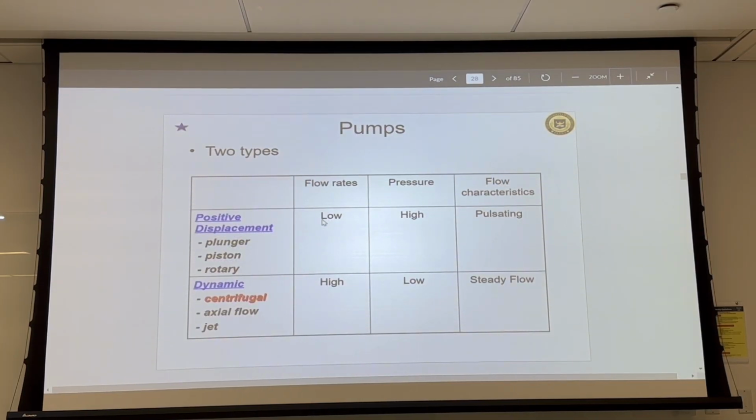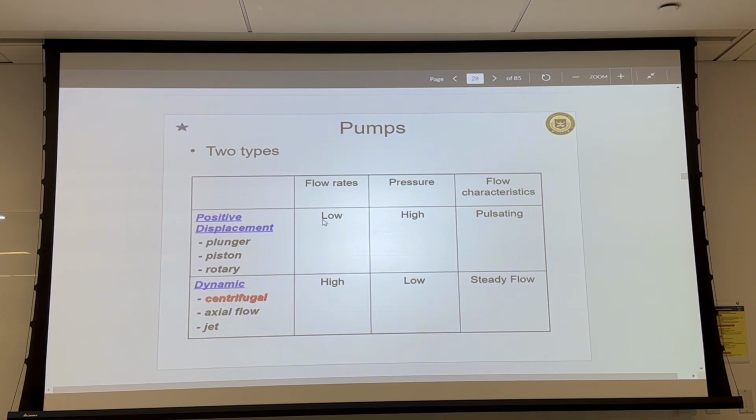Types of pumps. Generally, there are two types of pumps we have. One is positive displacement. The other one is dynamic pump. A positive displacement pump uses a plunger, piston, or rotary. I'll show you some of them. Positive displacement pumps basically have a very low flow rate compared to dynamic pumps, but they develop a very high pressure.